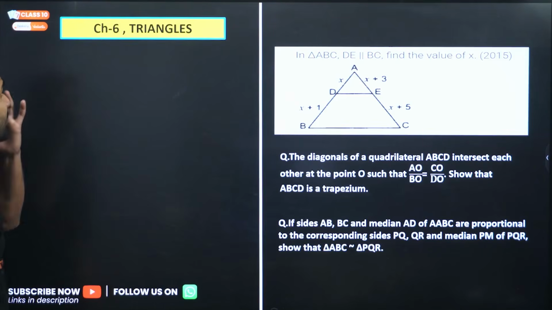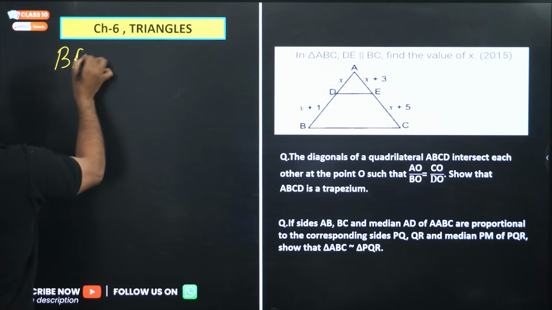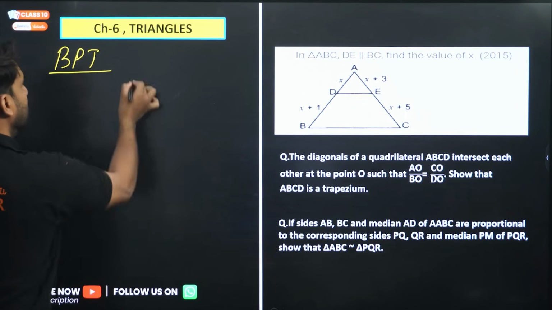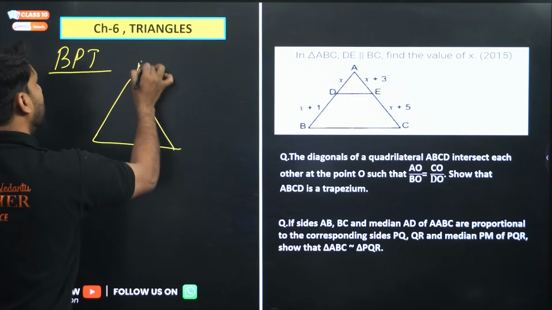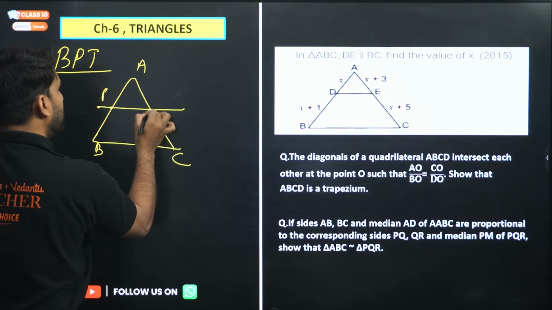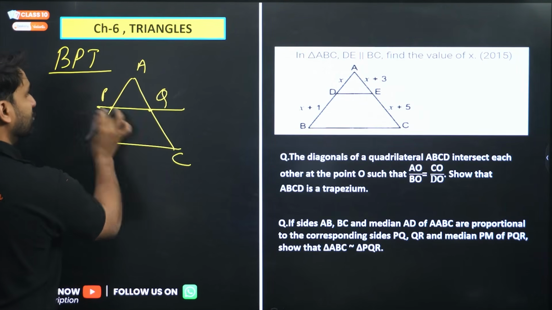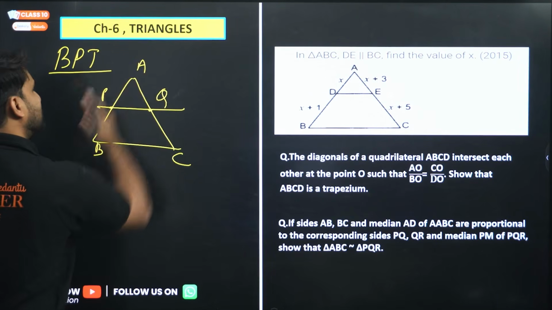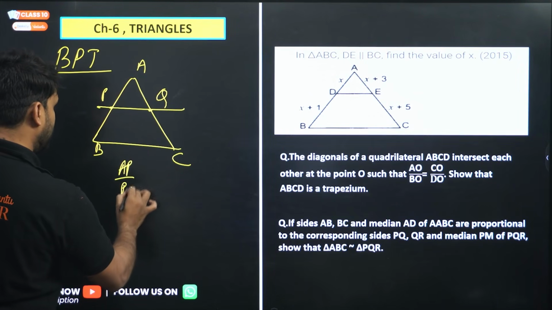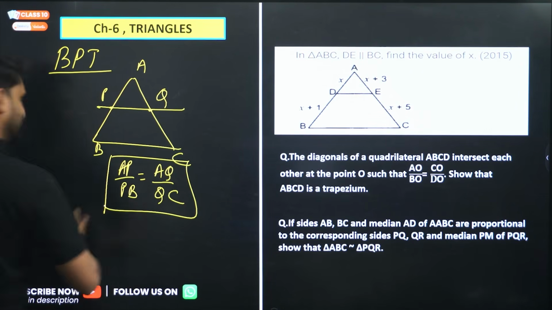Moving to the next chapter. In chapter number 6, triangles, especially the BPT theorem is very important. There is no formula here, only a theorem. BPT says that in any triangle ABC, if we draw a line PQ parallel to BC, then PQ intersects the two sides in the same corresponding ratio. So AP divided by PB is equal to AQ divided by QC. This is called BPT.